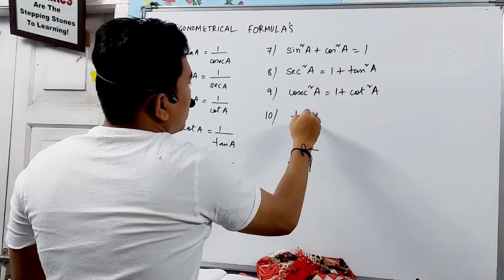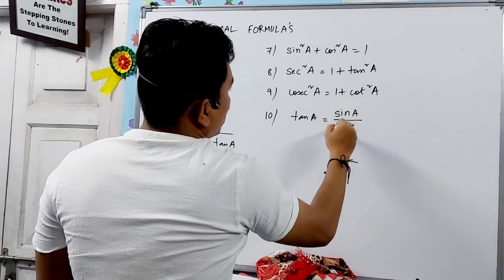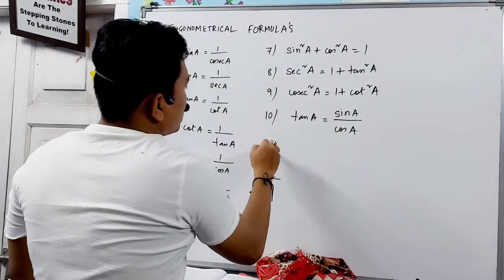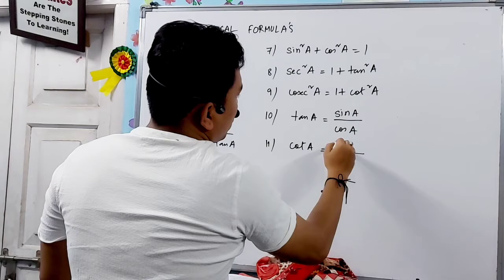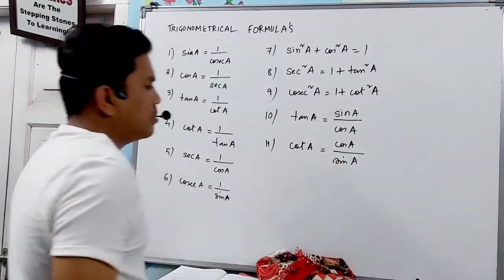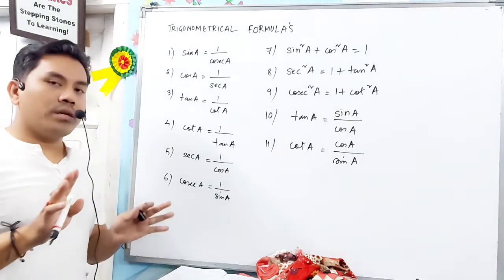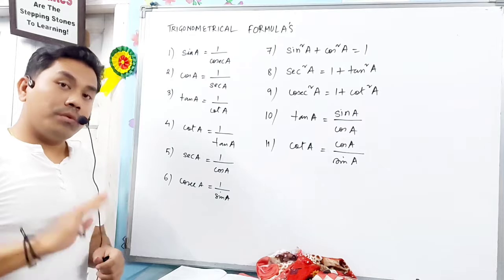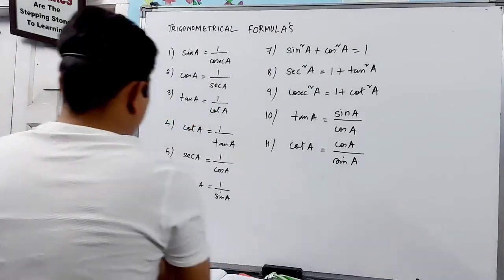Tan A can be written as sin A by cos A. Cot A can be written as cos A by sin A. So memorize these formulas and you will be able to do exercise 8.4 very clearly. So now let's start the exercise.